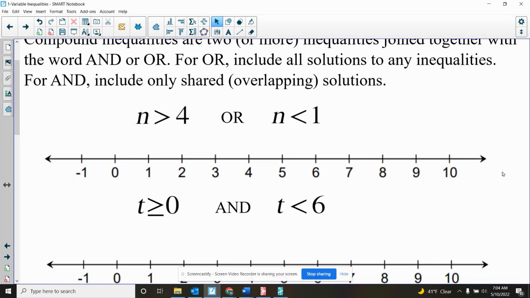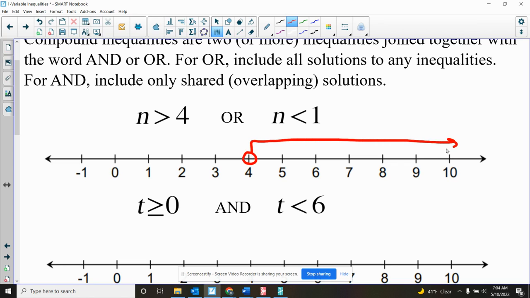So how do you graph them? Here's how you graph them. This is an or inequality, meaning we want to include everything. So I look at my first one, n greater than 4. That means I go to 4, open circle, arrow to the right. The second part of it, n less than 1, go to 1, open circle, arrow to the left. Because it's or, we include everything. This is the graph of the compound inequality. See, that wasn't so bad.